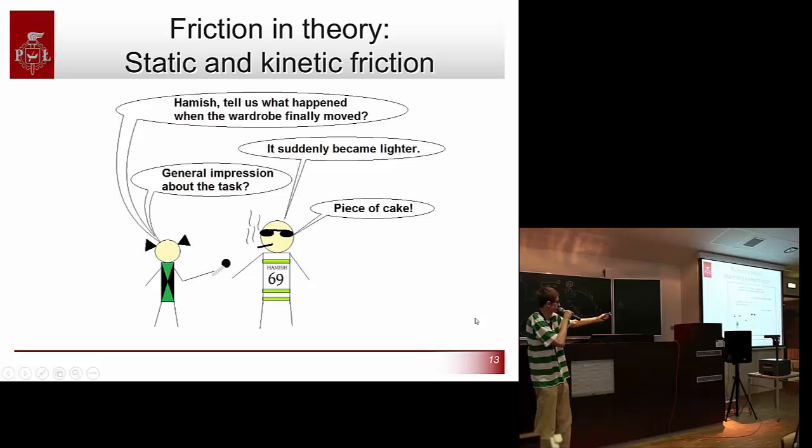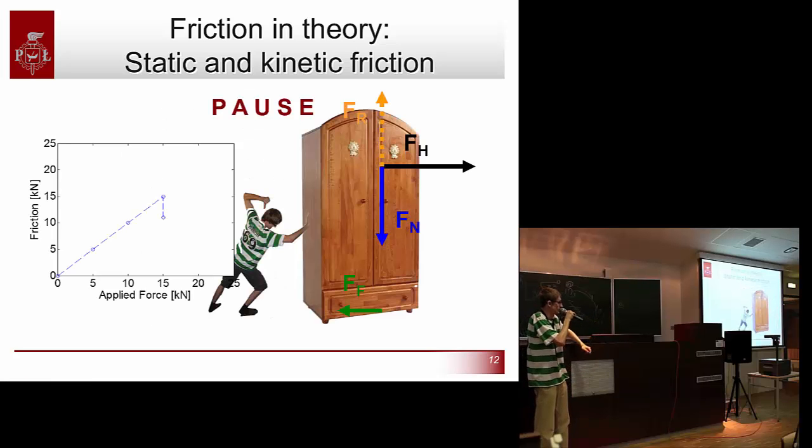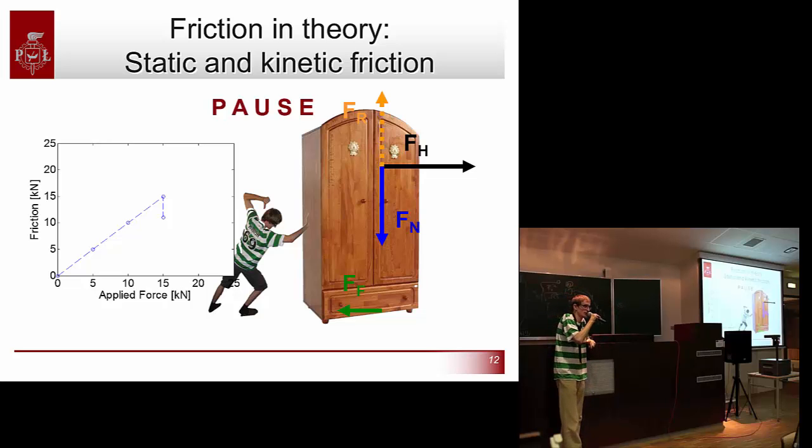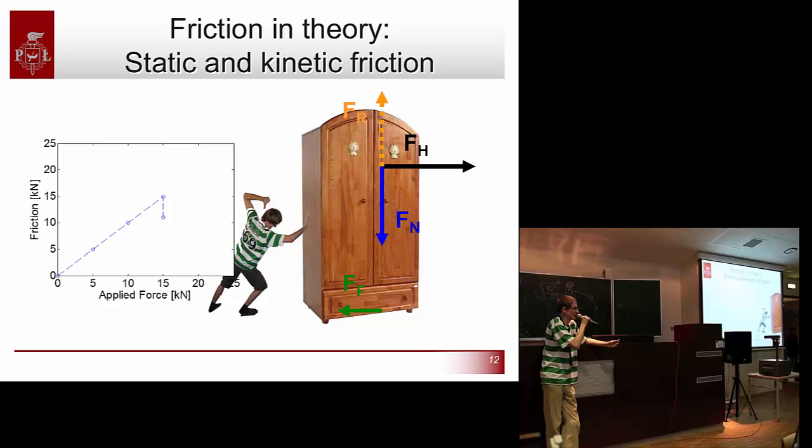So it didn't become lighter, but the friction decreased, which means that the static friction was higher than the dynamic friction. Now I will try to explain it. The explanation is very simple.